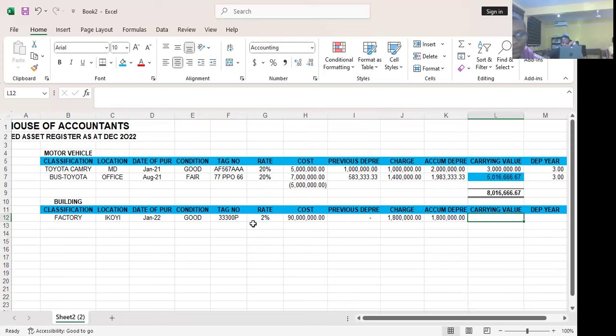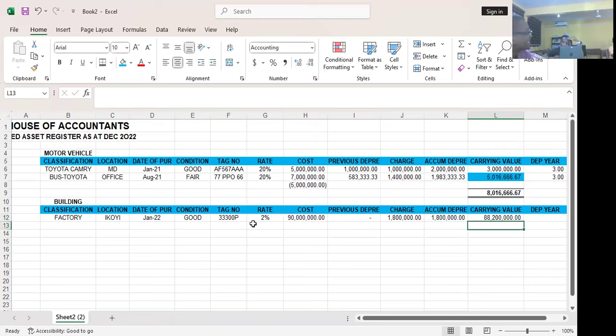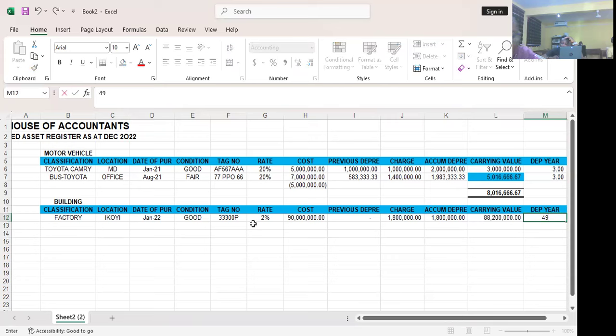Then the carrying amount. The carrying value will now be 90 minus the accumulated depreciation, 90 minus 1.8, which will give us 88.2. That is the carrying amount. Then the depreciation years that remain will now be 49 years.